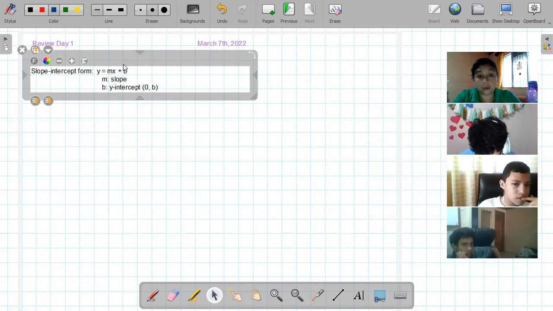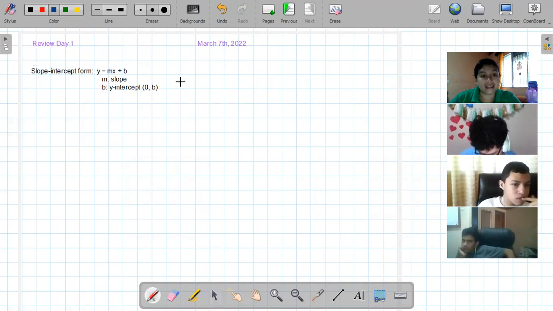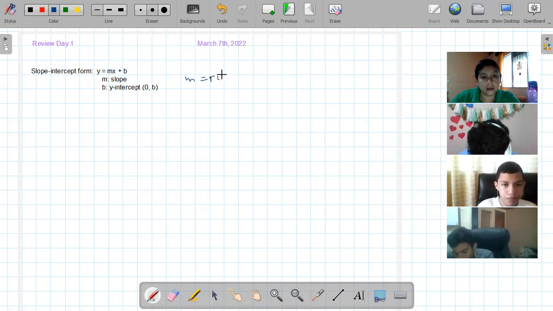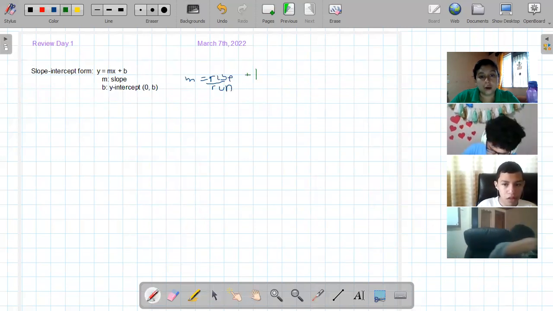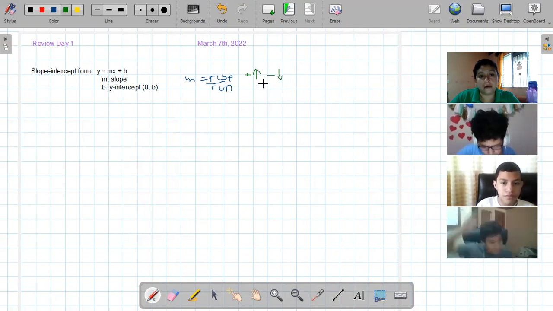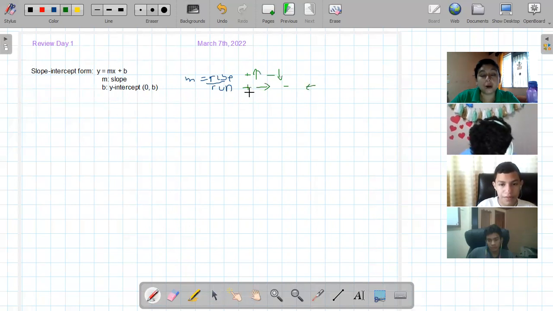And we're gonna graph it that way. We're gonna graph it with the rise and the run, okay? Where the rise is in the y-axis and the run is in the x-axis. So that means that if the rise is positive, it goes up. If the rise is negative, it goes down. And the run, if it's positive, it goes to the right. And if it's negative, it goes to the left. Okay, that's how we're gonna graph it.